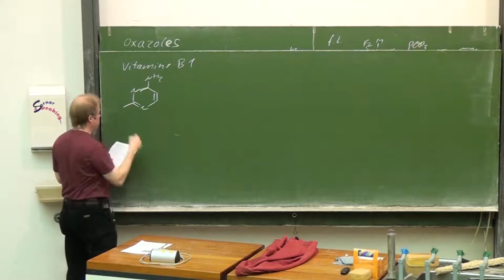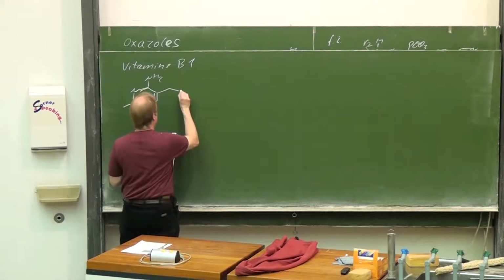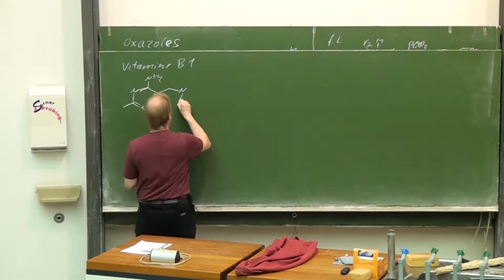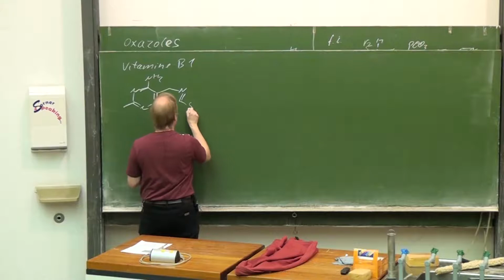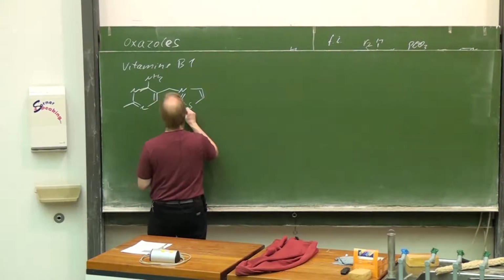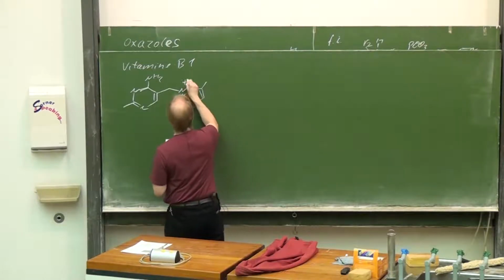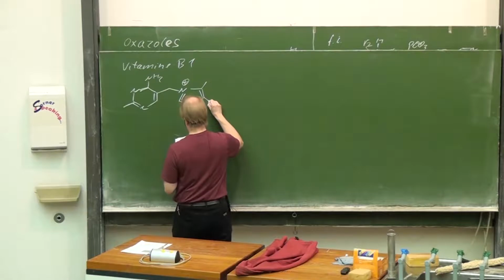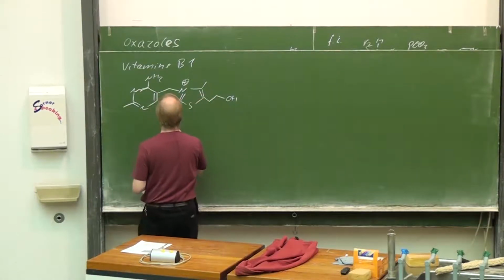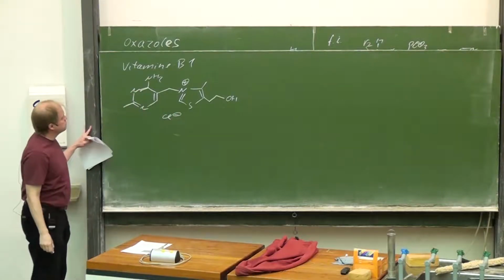We have a pyrimidine ring, and it's connected to a thiazolium unit by this methylene bridge. X minus, generally a chloride.